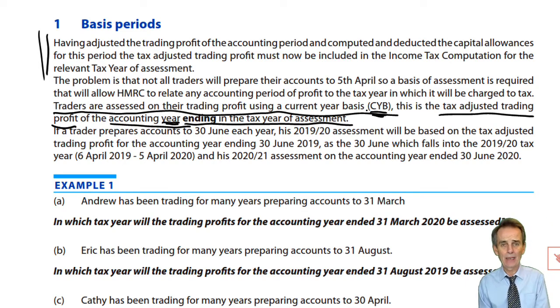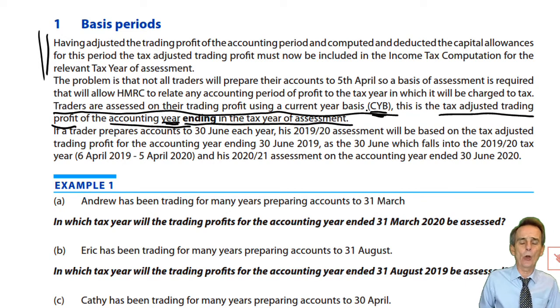If we don't have that, which is a situation often in opening years and in closing years, then there are special rules, special bases of assessment for dealing with those two scenarios. And in all honesty, that's what most of this chapter is actually about, dealing with those situations of opening and closing years of either a new unincorporated trade commencing that trade or an old trade ceasing that trade. But if it's just a normal continuing business with an accounting year end, year after year after year, then the normal basis CYB may be used.